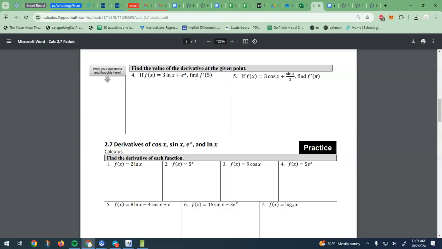So that's what I mean. You still have to know how to do the stuff, like take the derivative, plug in, find the tangent. It's just now they're treating it easy. Let me know if you need help.